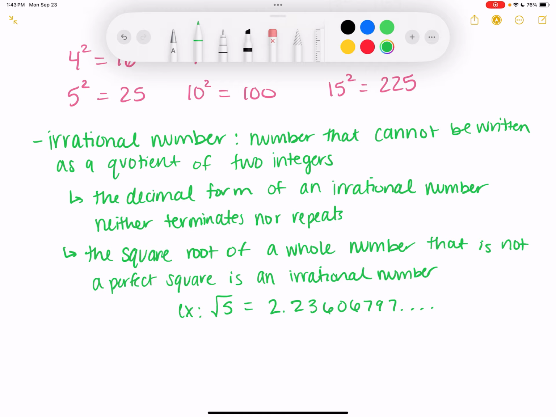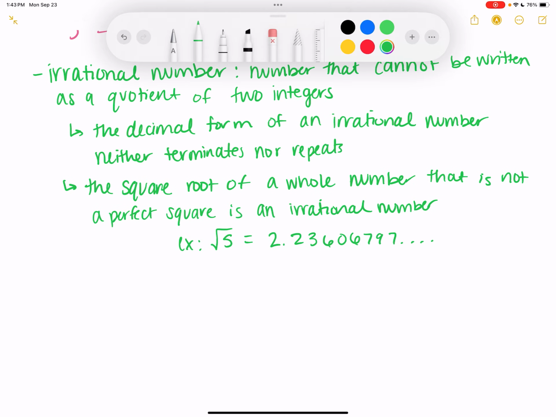All right, so to add to our table that we had the other day, real numbers, okay? All of these are real numbers.